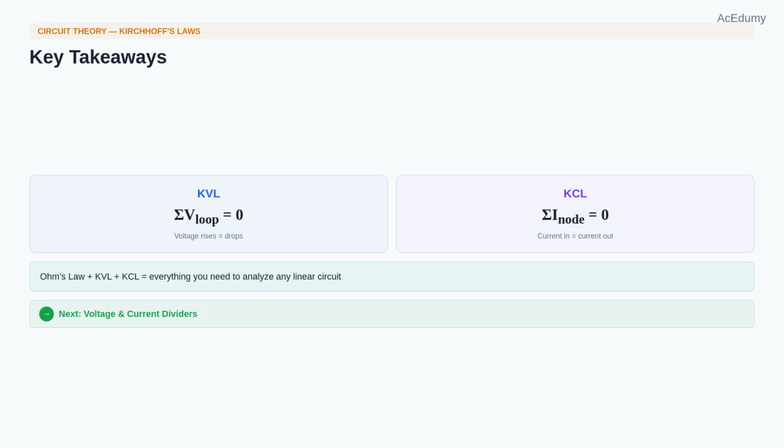Let's recap Kirchhoff's 2 laws. KVL says the sum of voltages around any closed loop is 0. Voltage rises equal voltage drops. KCL says the sum of currents at any node is 0. Currents entering equal currents leaving. Together with Ohm's law, these 2 laws give us everything we need to analyze any linear circuit. In the next video, we'll explore voltage and current dividers in more detail.